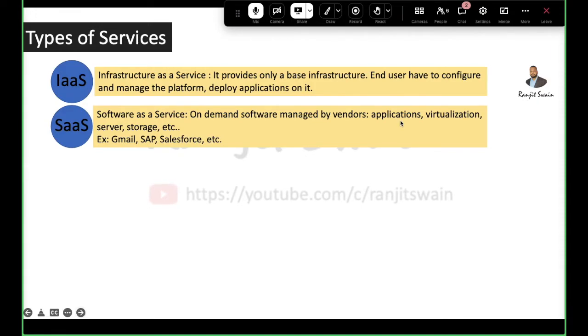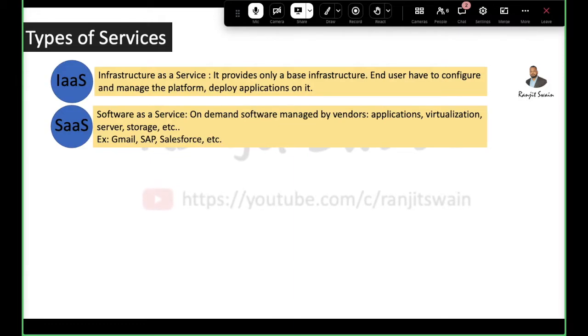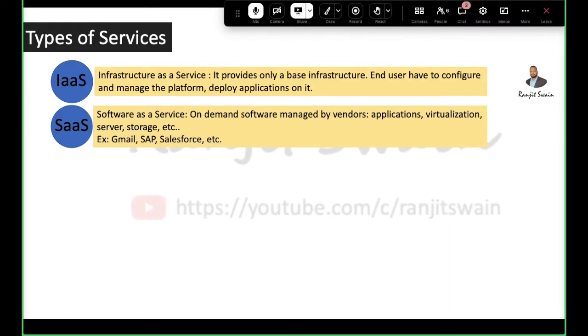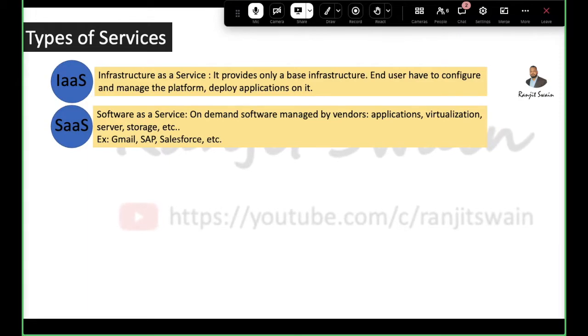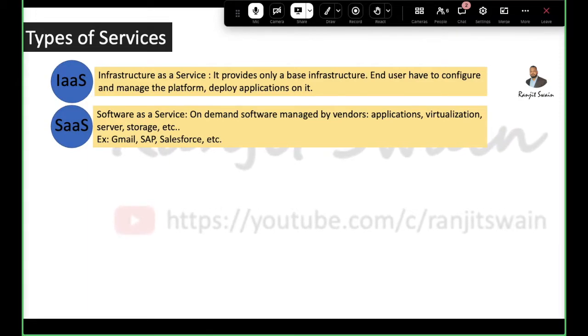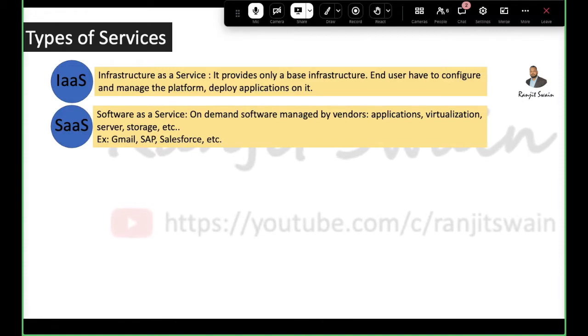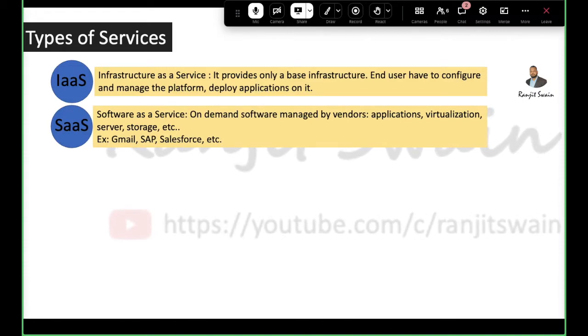On-demand software is managed by vendors. Okay. You are only going to use, suppose, Gmail, for example, or SAP, Salesforce, whatever you are using, you are just using the application. You are not bothering about the infrastructure, not bothering about the storage or anything, right? Everything will be managed by them. Only in case of any issues with the application, you have to complain or raise a request or incident with the vendor or the provider.